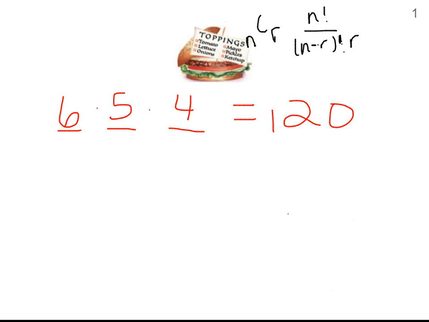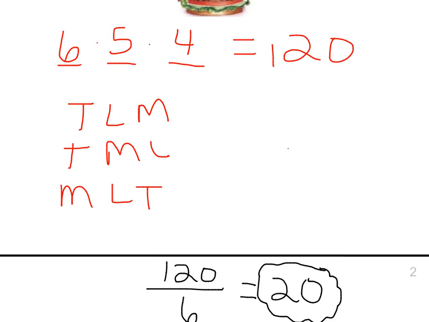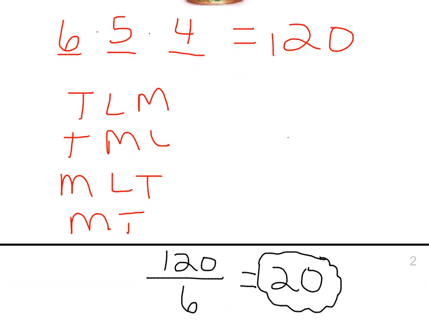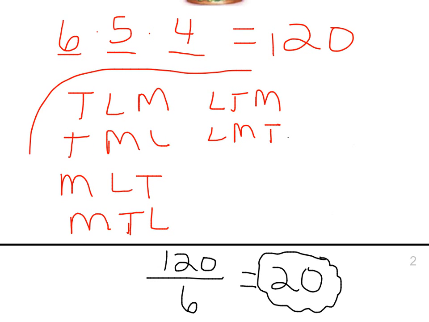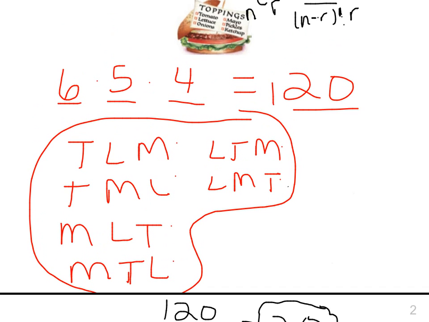But remember, let's say I have tomato, lettuce, mayo, or tomato, mayo, lettuce, or mayo, lettuce, tomato, or mayo, tomato, lettuce, or lettuce, tomato, mayo, or lettuce, mayo, tomato. Those are all the same. So that means that every 6, 1, 2, 3, 4, 5, 6, is going to be considered the same. So we have to divide by 6. So we get 20. So there's the other way we can do that.